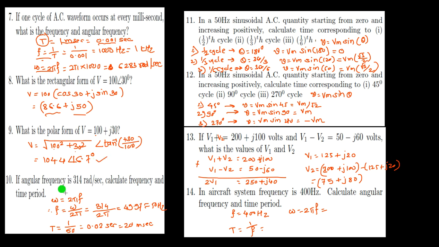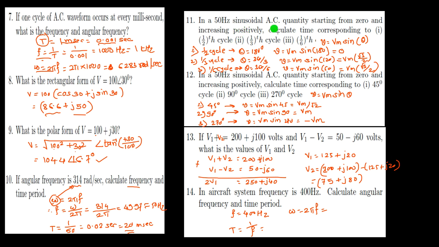The angular frequency is 314. Calculate the frequency. So omega is equal to 2 pi f, and omega is given in the problem, it is equal to 314. So from that, frequency is equal to omega upon 2 pi. So 314 upon 2 pi is approximately 50 hertz. So time period is equal to 1 upon 50, which comes to approximately 20 millisecond.